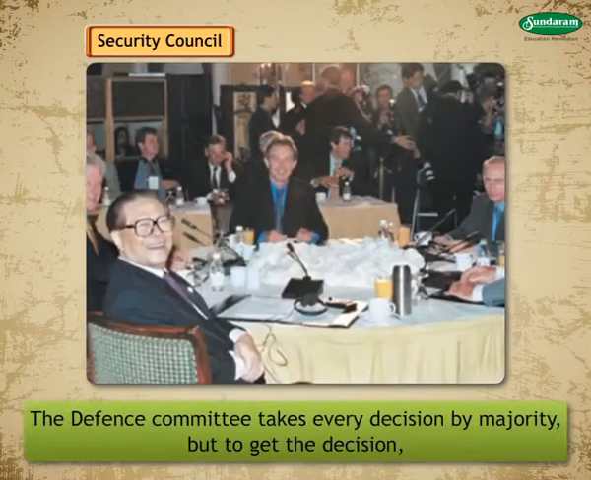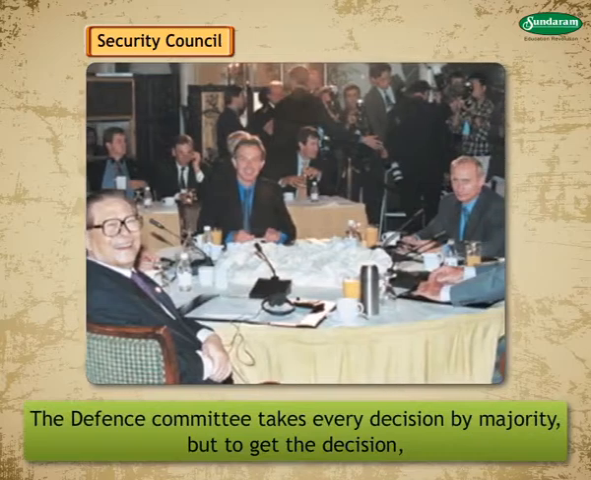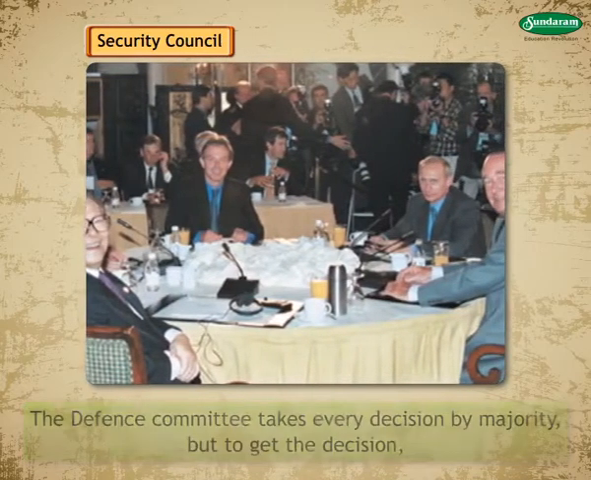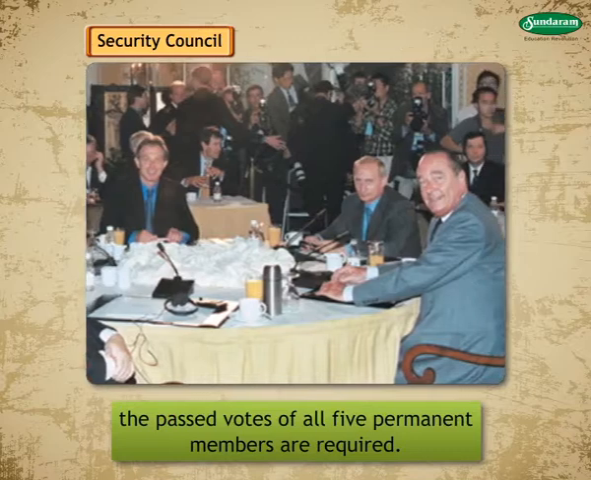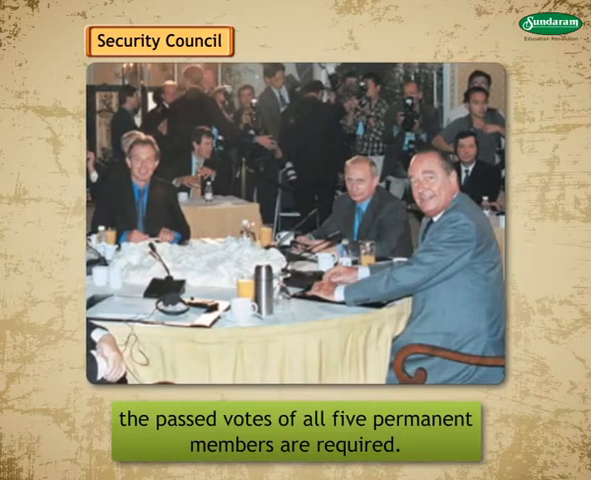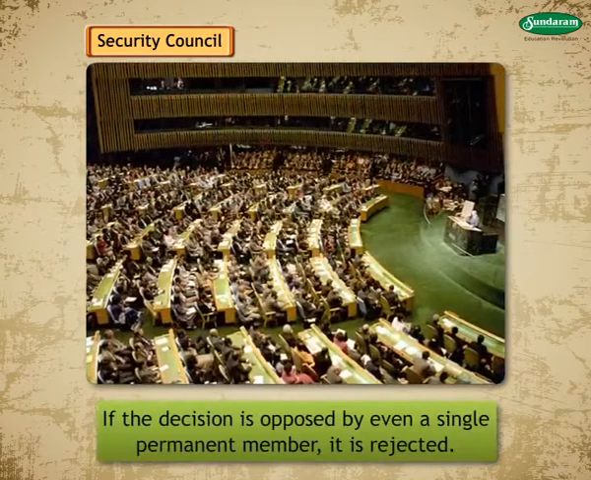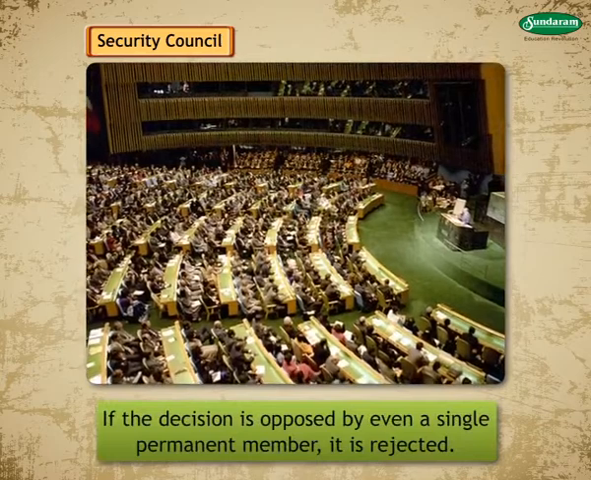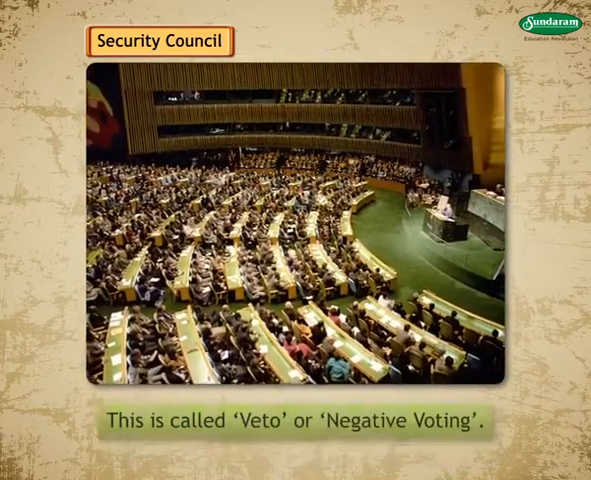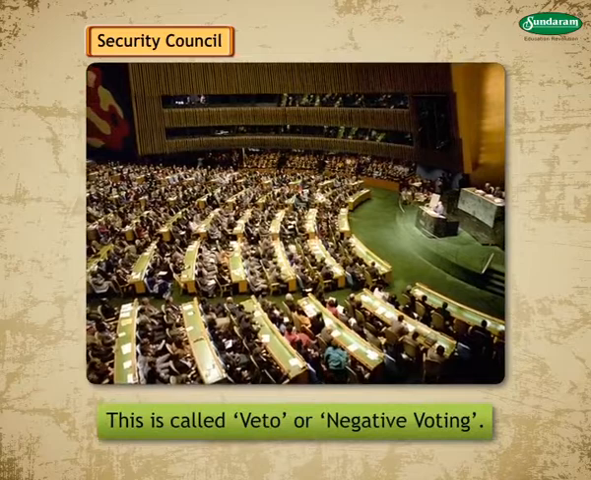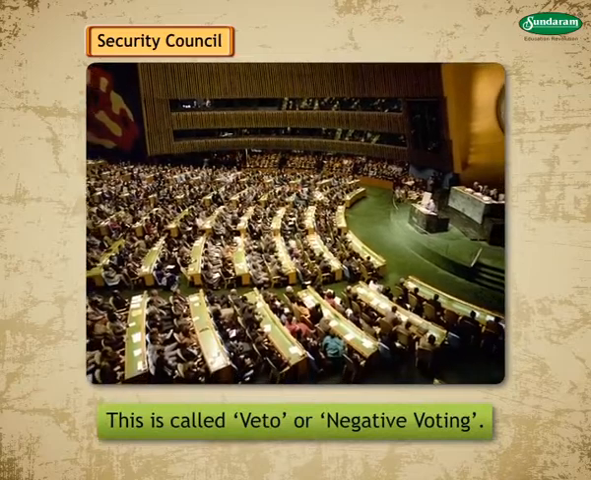The Defense Committee takes every decision by majority, but to get the decision, the past votes of all 5 permanent members are required. If the decision is opposed by even a single permanent member, it is rejected. This is called veto or negative voting.